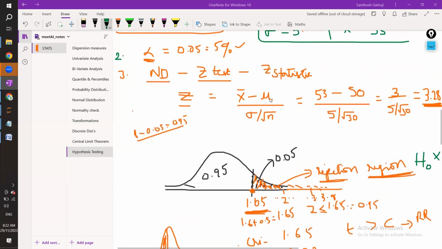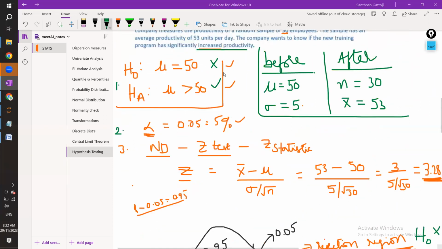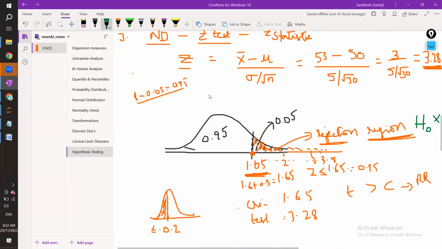So the test statistic is falling in the rejection region, so obviously we are rejecting the null hypothesis and stating, hey, whatever you are saying, that the program is not having any effect, is wrong, because clearly the program is having some effect. Is that clear?